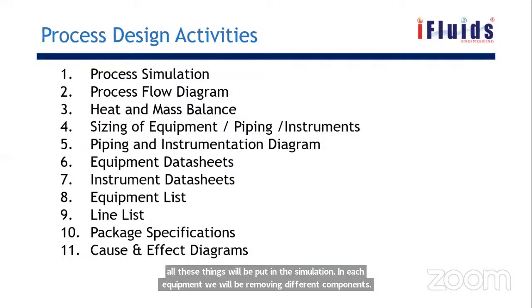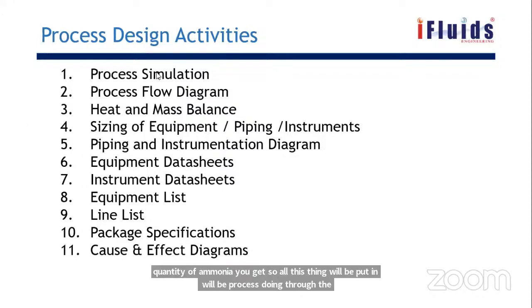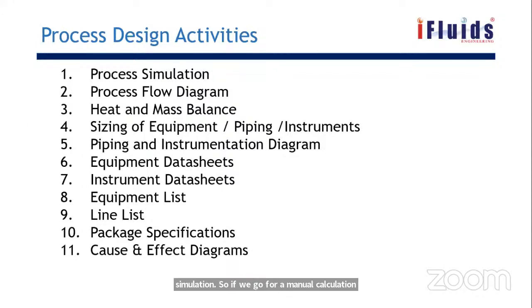So I need to produce 1 ton of hydrogen. How much quantity of naphtha is required? To produce 1 ton of nitrogen, how much quantity of air is required? To produce 10,000 tons of urea, how much quantity of ammonia is required? All these things will be done through the simulation. If we go for a manual calculation, we can only do a rough calculation. But equipment-wise, how much inlet quantity, how much outlet quantity, what will be the temperature, what is the pressure required? All those things will be calculated through the simulation.